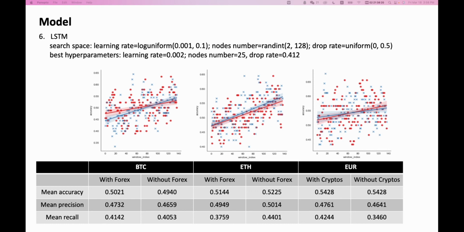The last model I tried is a one-layer LSTM model. The best learning rate is 0.002, node number is 25, and the drop rate is 0.412. The model performs badly in the cases of BTC, but for ETH and EUR price trend prediction, its performance is slightly better than GRU. Nonetheless, it is still lower than the performance of random forest model. Similar with GRU model, the accuracy of LSTM model also increases over time, and it also has a much more stable recall score compared with machine learning models.